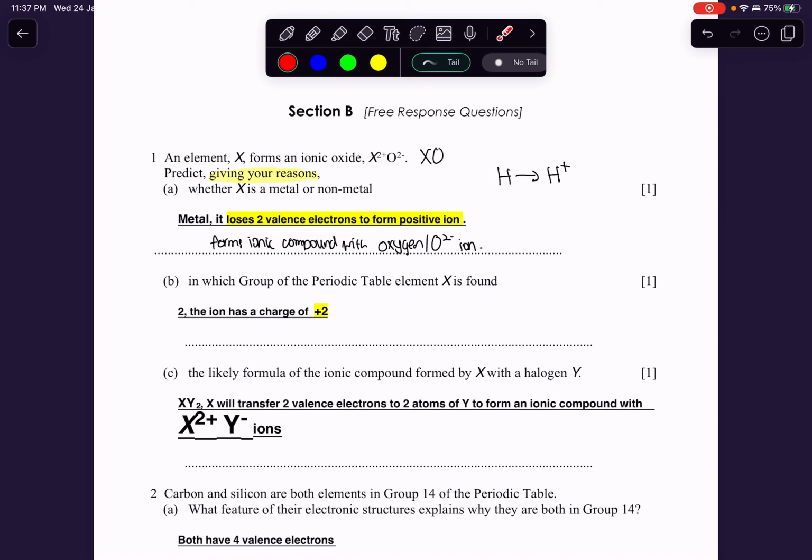In part B, which group of the periodic table is element X found?